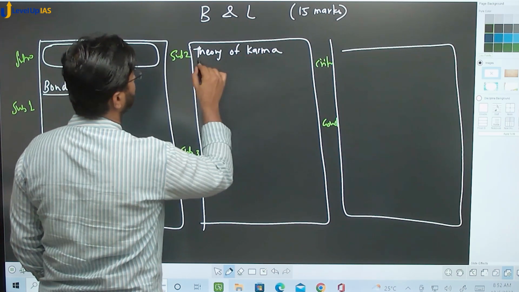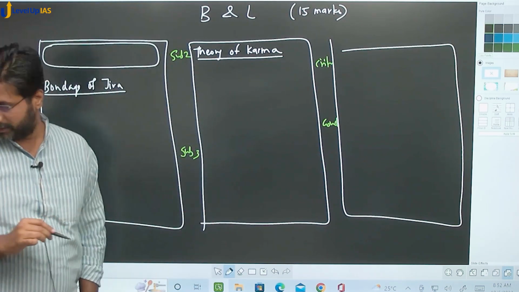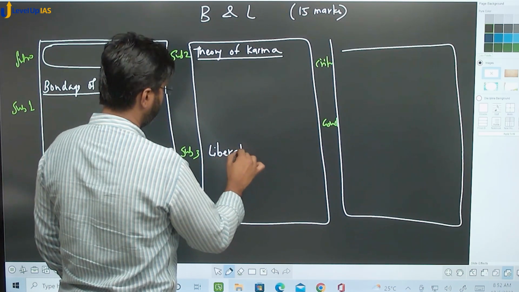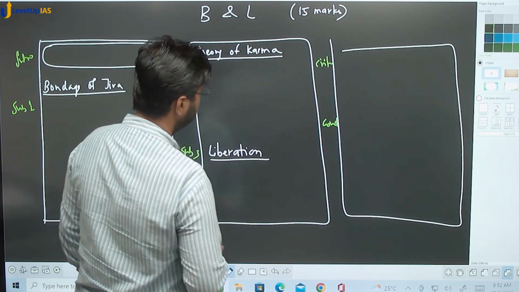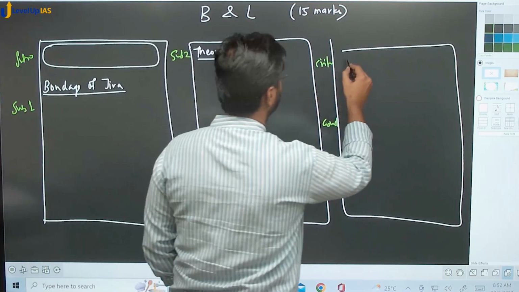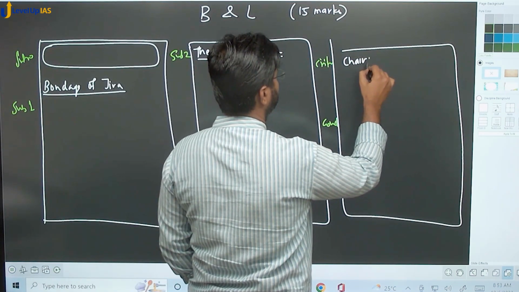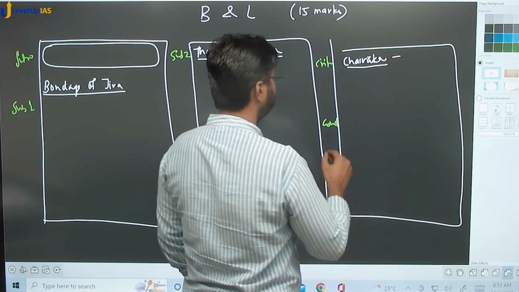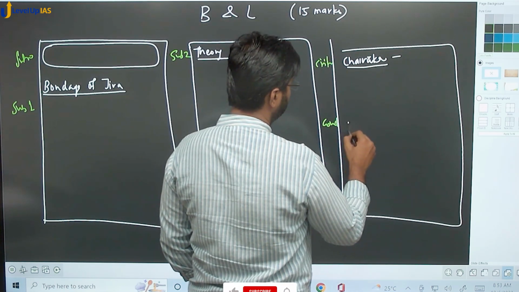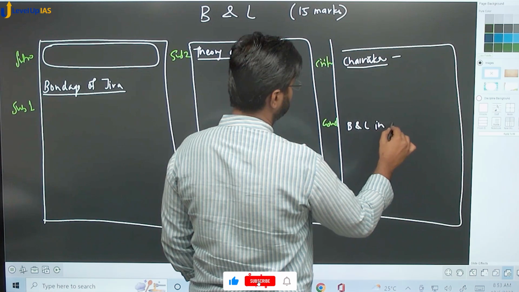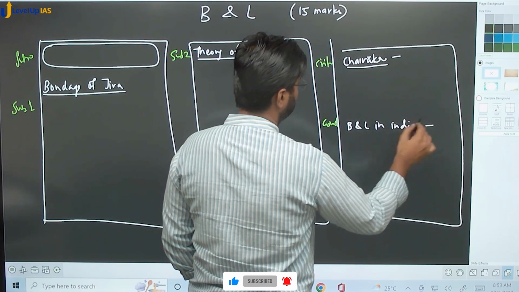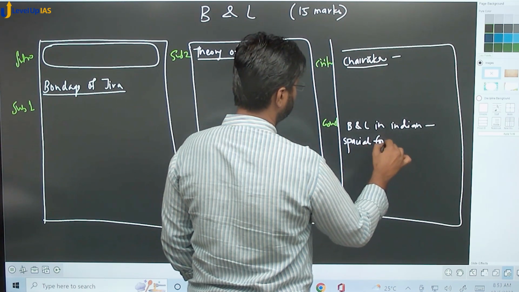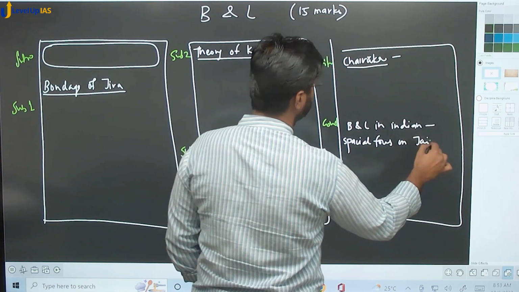How karma works in bondage. Okay. And third will be obviously liberation. Then critical comment is there, especially from Charvak. And then conclusion. Now conclusion, you can talk about general bondage and liberation in Indian philosophy with specific context or special focus on Jainism.